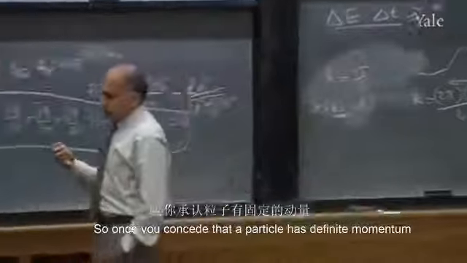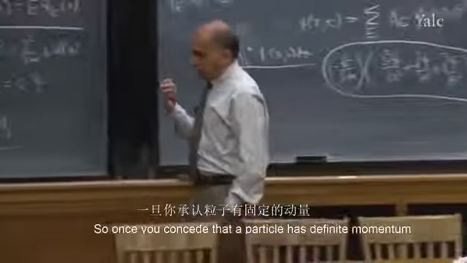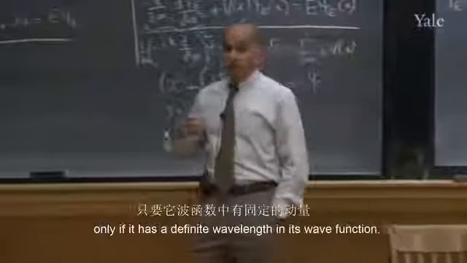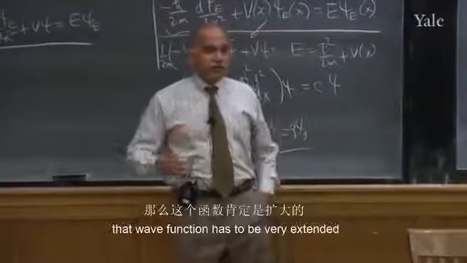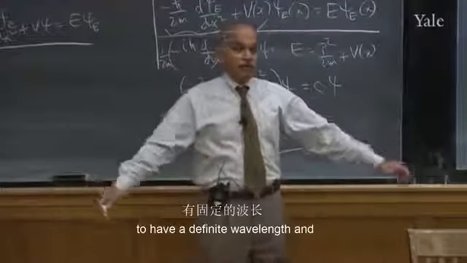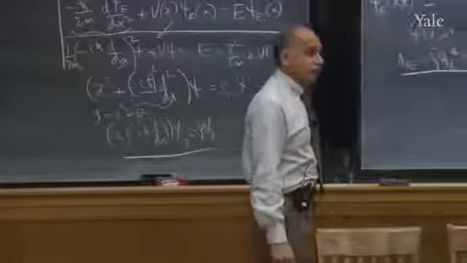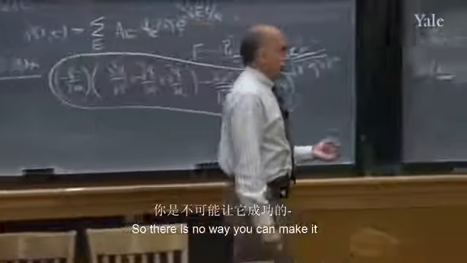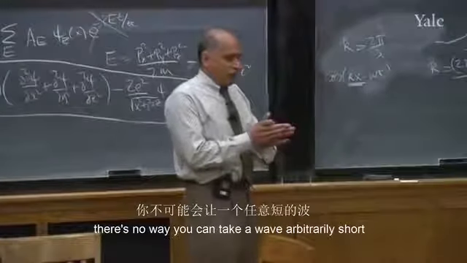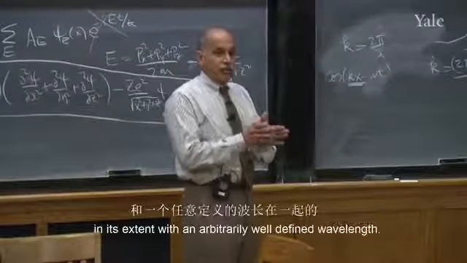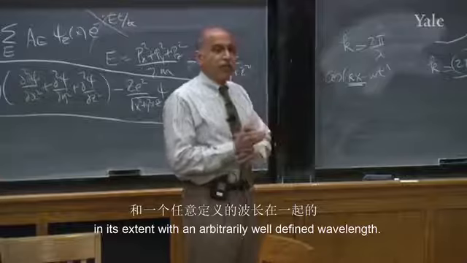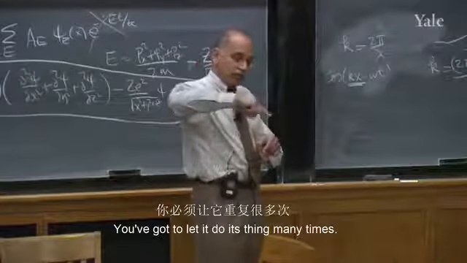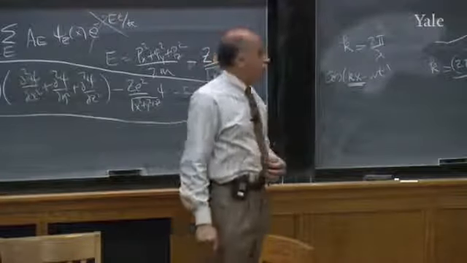So once you concede that a particle has definite momentum only if it has a definite wavelength in its wave function, that wave function has to be very extended to have a definite wavelength, and therefore a definite momentum. So there is no way you can take a wave arbitrarily short in its extent with an arbitrarily well-defined wavelength. Okay? You got to let it do its thing many times.